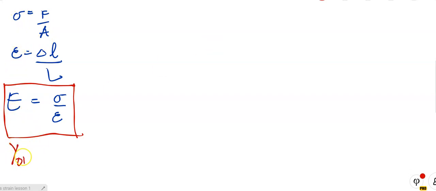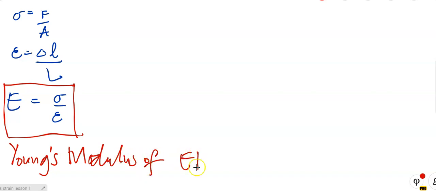I'm going to just write it in here. Young's modulus of elasticity.